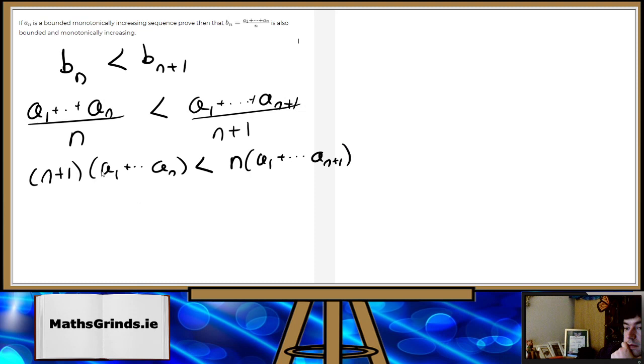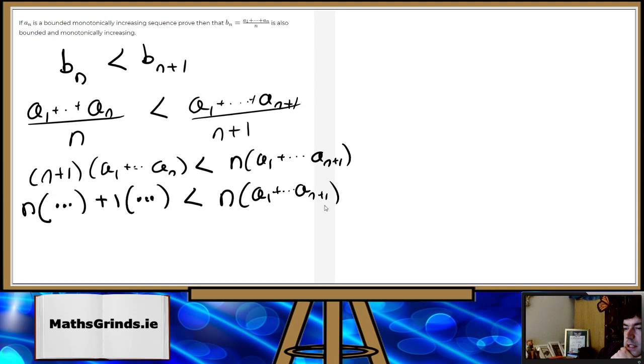If I expand on the left, I'll have n times all the a's plus 1 times all the a's, up to n, that is, less than n times a1 all the way up to an plus 1 here, which, this one doesn't quite cancel, so I'll just need to be a little bit careful actually.